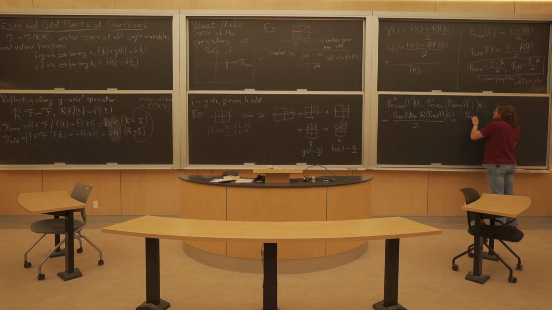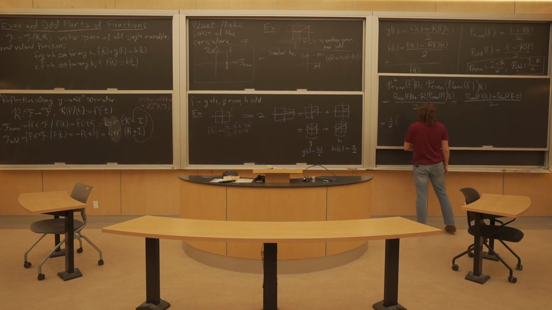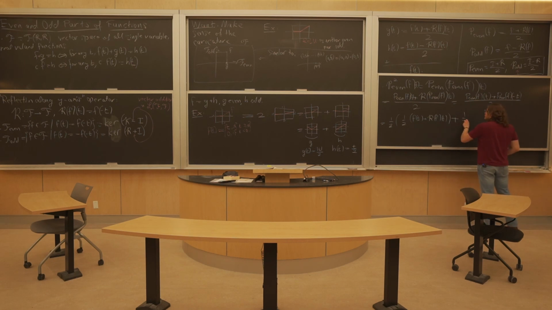So this is p even of f at t plus, now I know what this is. This is nothing but p even of f evaluated at minus t. So now let's open up these inner p evens using that formula over there. So this is 1 over 2 times, open paren, 1 over 2 times f of t plus r of f of t. This is this, plus, same thing, 1 over 2 f of minus t plus r of f of minus t.